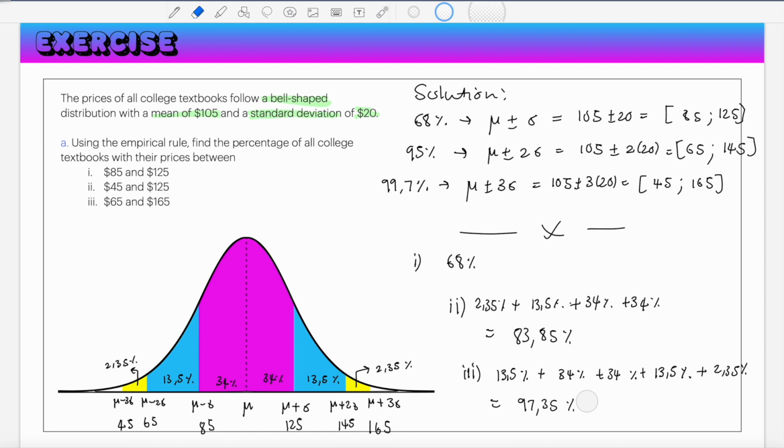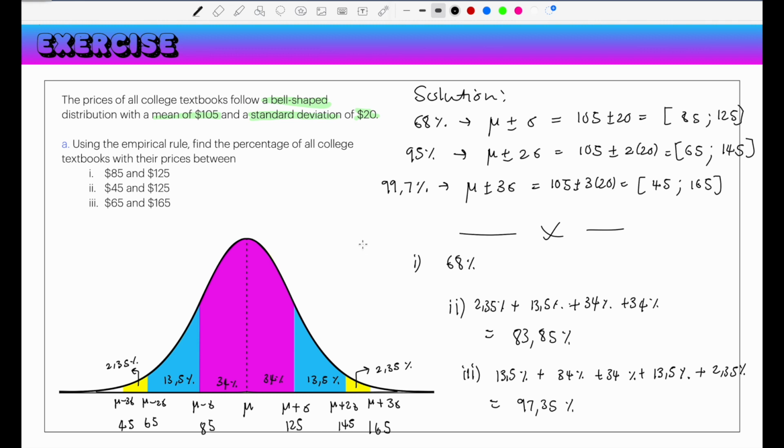So this brings me to the end of the empirical rule. Another question that might have popped into your mind is, what if the distribution was not bell-shaped and it was maybe negatively skewed or positively skewed? Then how would we find proportions? Alright, stay tuned for a video called Chebyshev's theorem that will guide us through what to do when our distribution is not necessarily bell-shaped.